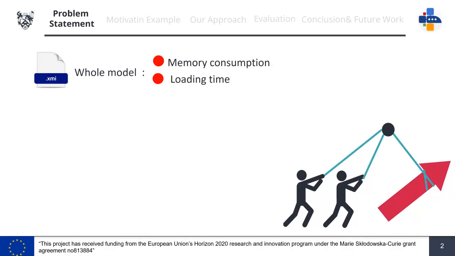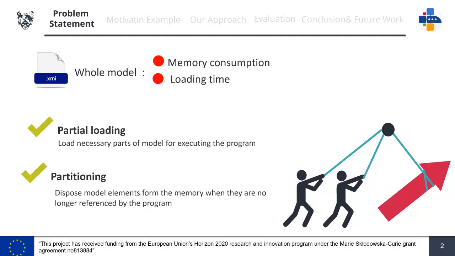So our idea here is that by providing 2 features, partial loading and partitioning, we can have better performance in validating the models. Partial loading means that if we can have advance knowledge about the program, about which parts of the model are going to be used and which parts are necessary for executing the program, and just load that part of the model, then it's efficient in terms of memory.